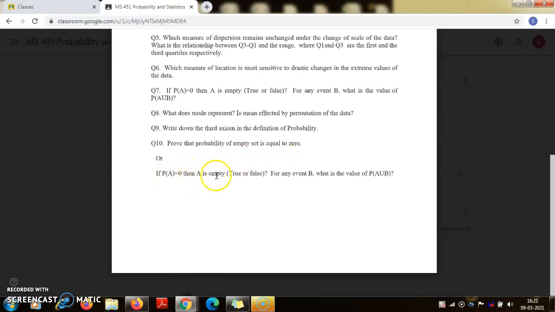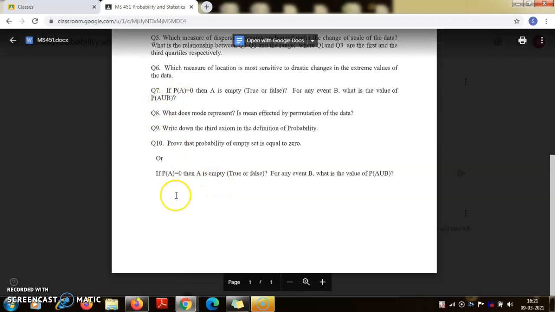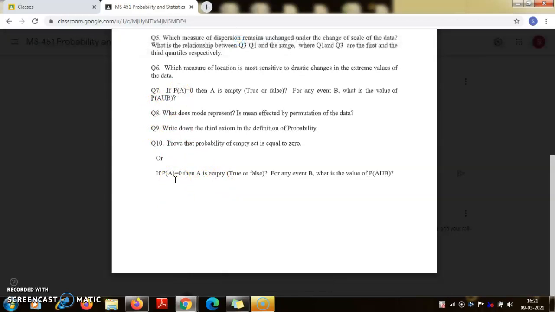And if P of A is equal to 0, then A is empty, true or false? This is a repetition of question number 7, right? So it was repeated, but anyway, if you also did this a second time, I will give marks, not an issue. So okay, that is it.